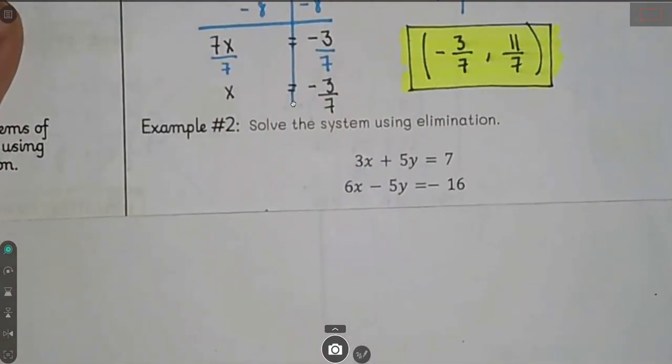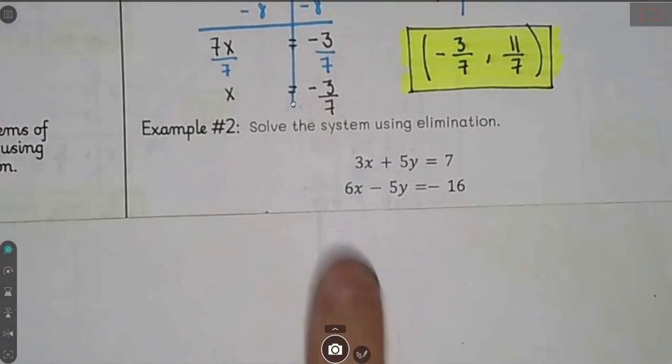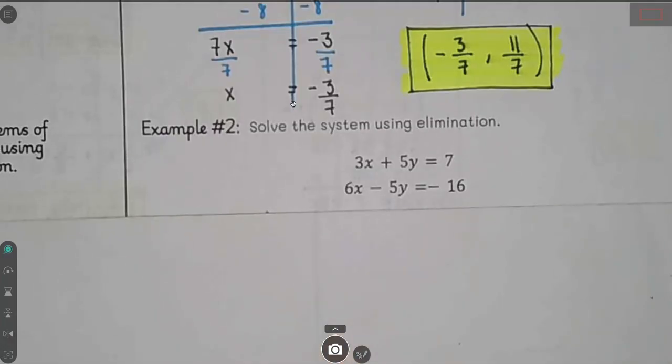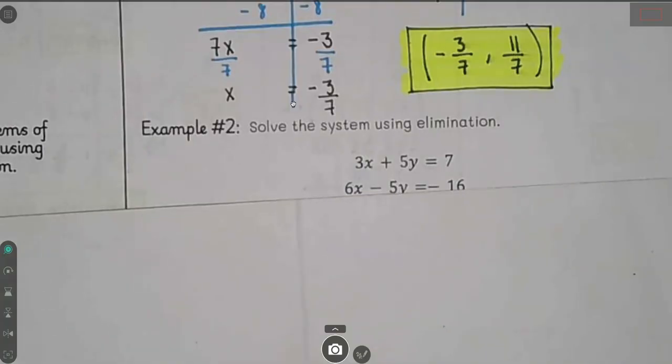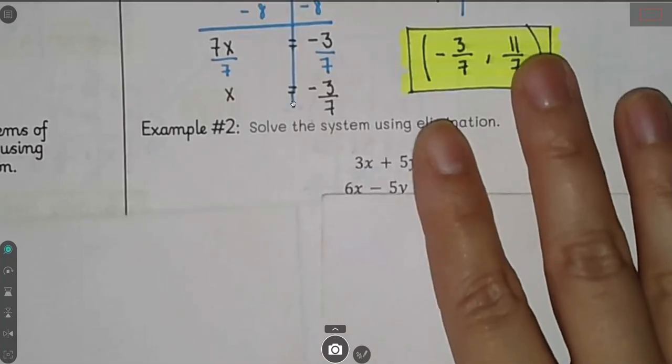We have 3x plus 5y equals 7, and 6x minus 5y equals negative 16. As I said before, this is actually my favorite way of solving linear systems. Moving forward, anytime you could solve using substitution, elimination, graphing, or whatever, I have a tendency to prefer elimination. You can use whatever method you want. I just want to make sure you know how to do all 3.